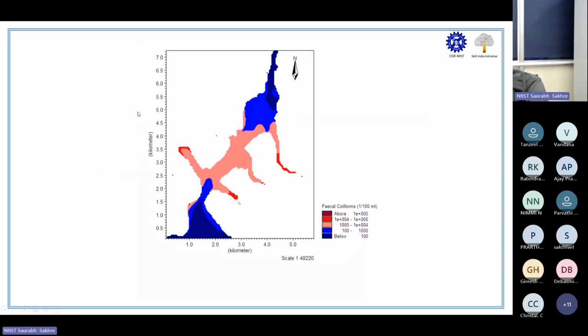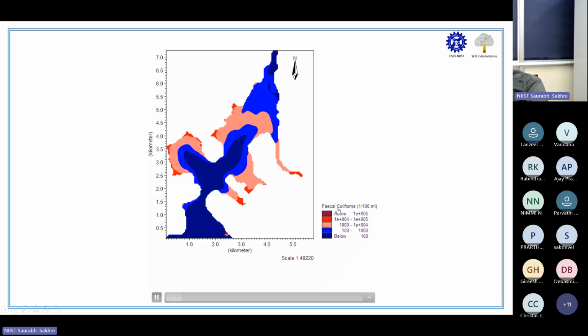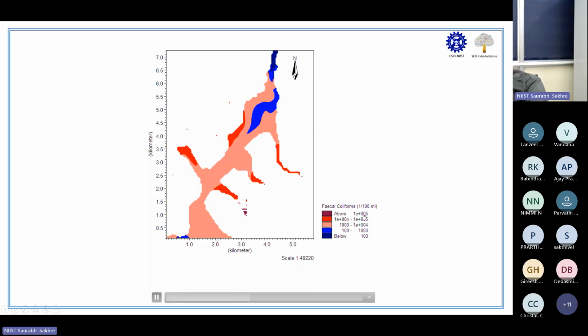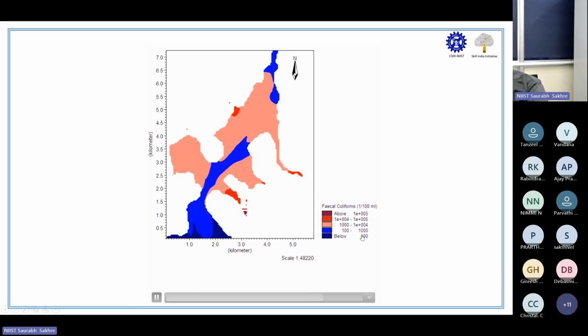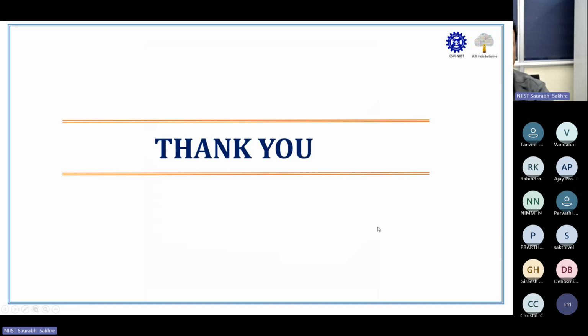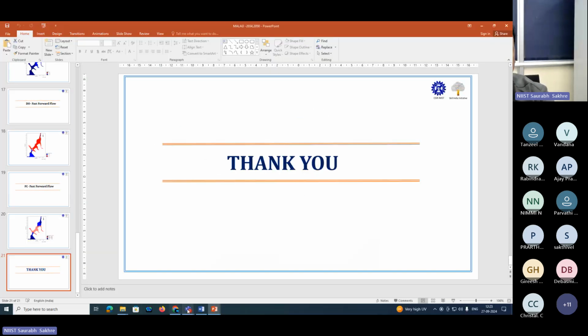And again, fecal coliform in fast forward flow. So here also this dark color where 10 raised to the power 5 was there, it is not there, and blue is there where it is only 100 to 1000. This is called a fast forward flow. Okay. So you can ask me any doubts.